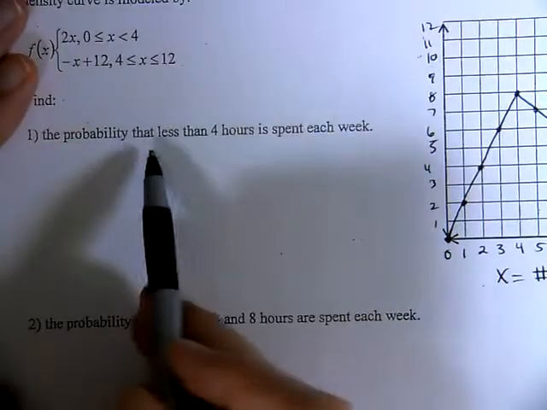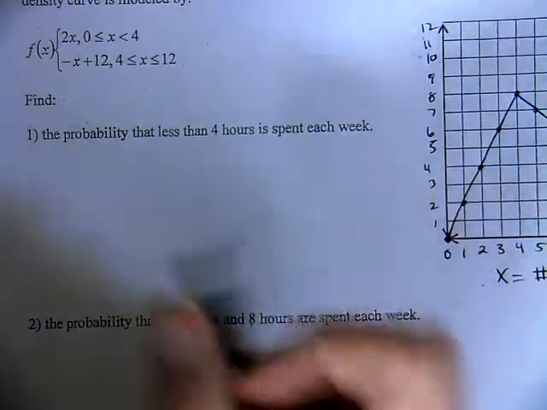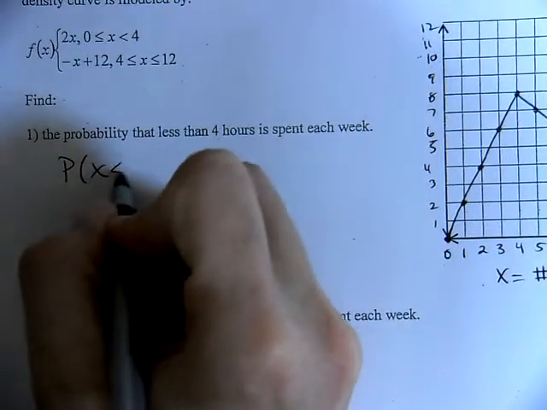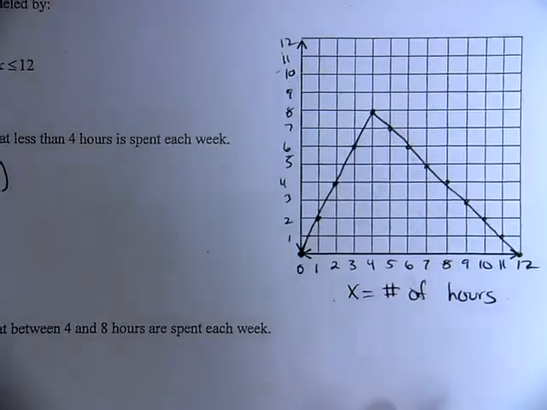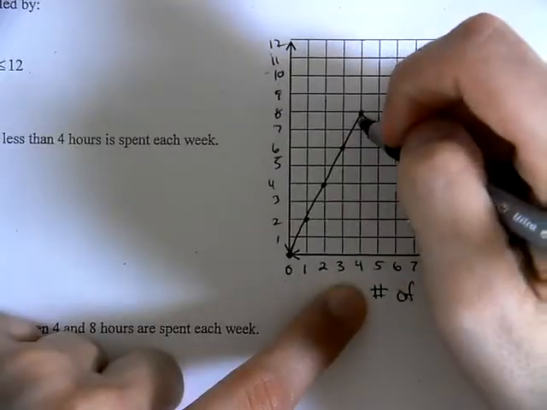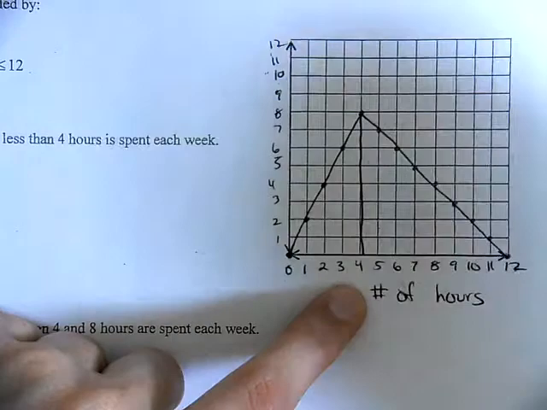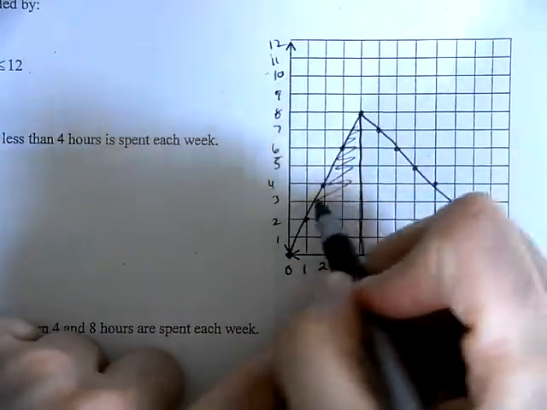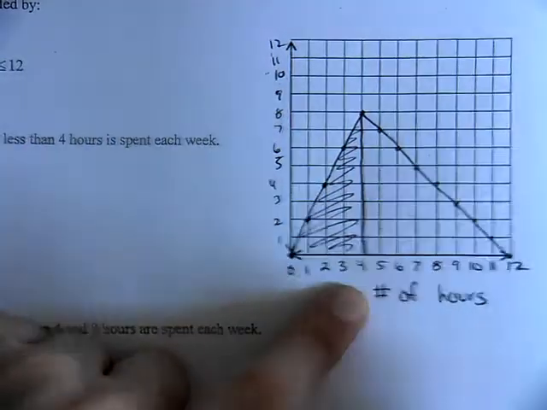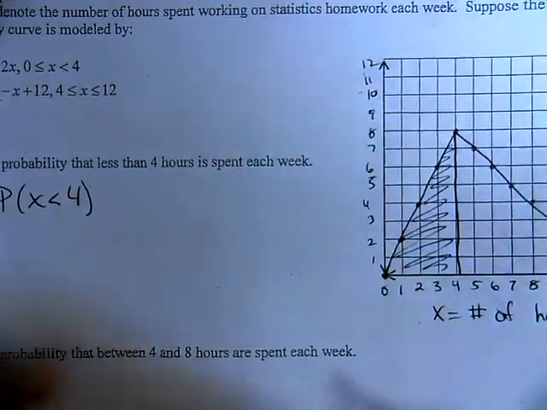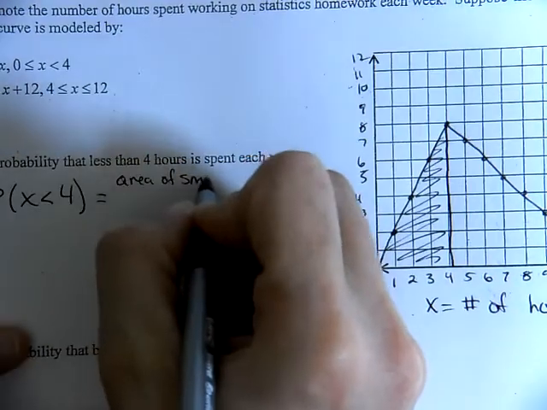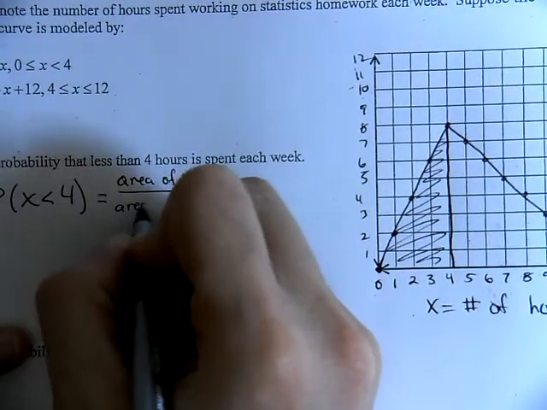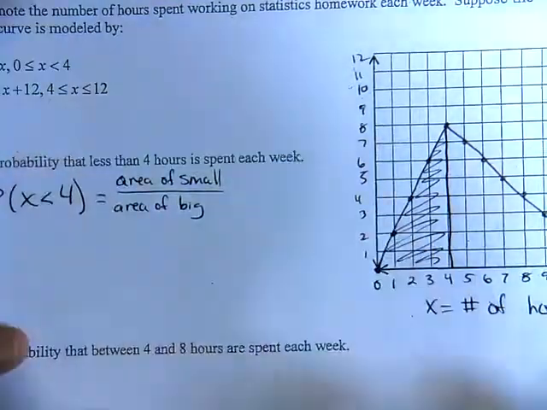So, let's try the first example. What's the probability that a student spends less than 4 hours, x is less than 4, each week? So if I go over to my density curve, and I draw a line at 4, I'm looking at less than. So I'm looking at this area. So what I'm going to do, I'm going to make a fraction. I'm going to think the area of the small triangle over the area of the big triangle.